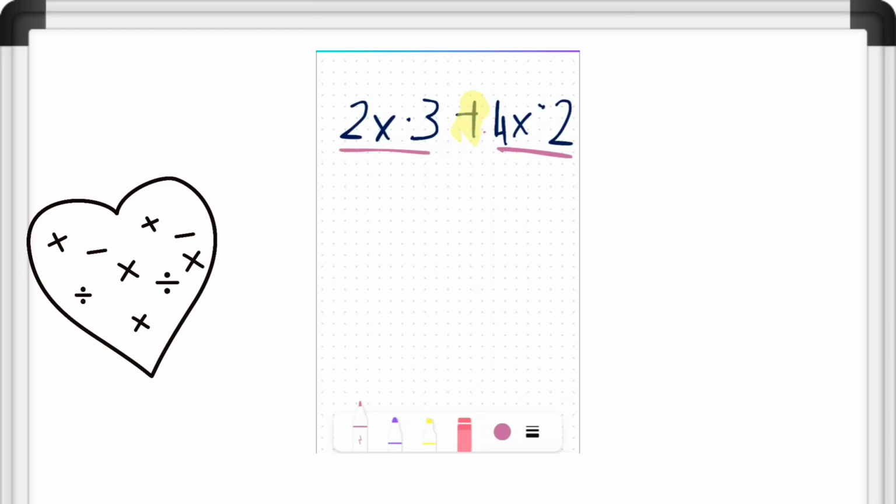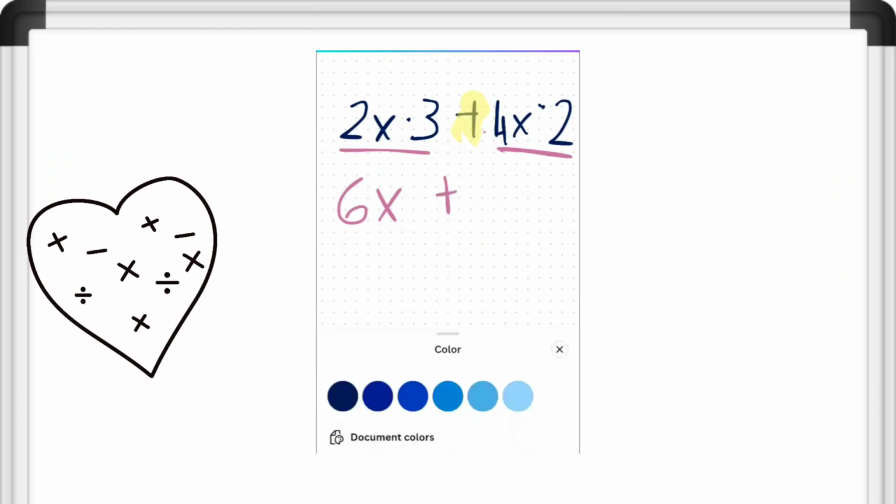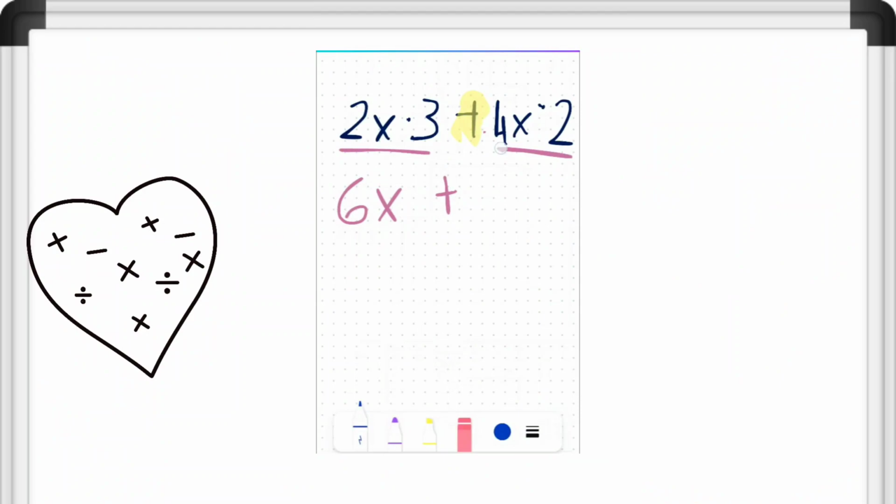Coefficients, the number in front of the variable, we multiply as normal. So 2 times 3, that will give me 6. And there's no other variable on this side to multiply with, so it's just 6. Okay, so I'm going to plus that with the other side. So let's just change the colors here. So this one here, again, the coefficients normal, 4 times 2, that gives me 8. And I have the variable.